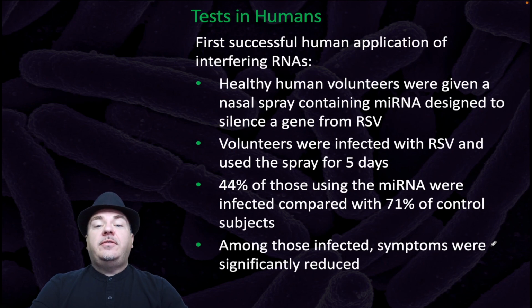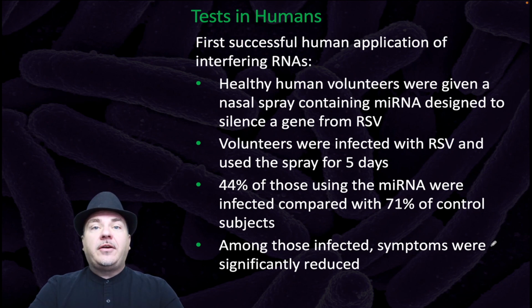In the first successful human application of interfering RNAs, healthy human volunteers were given a nasal spray containing microRNA designed to silence a gene from RSV, which is a virus that causes mild cold-like symptoms. Volunteers were then infected with RSV and used the spray for 5 days. 44% of those using the miRNA were infected compared to 71% of control subjects. Among those that were infected, symptoms were significantly reduced.